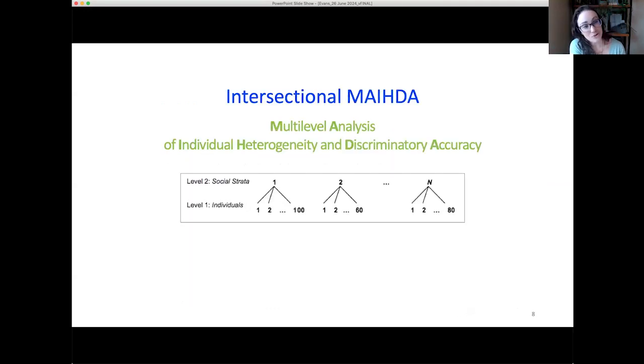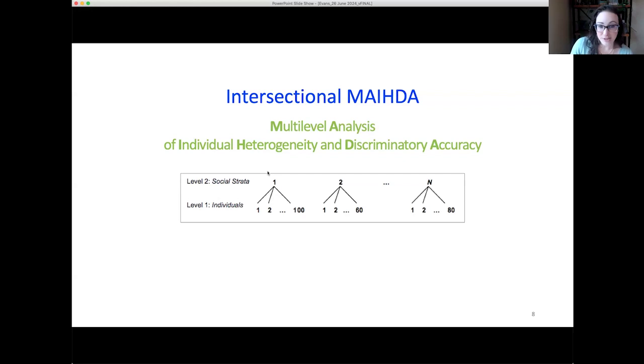So enter intersectional MAIHDA, which for those who are struggling with that mouthful of an acronym, stands for Multilevel Analysis of Individual Heterogeneity and Discriminatory Accuracy. No, I did not come up with that acronym. I originally just called it the multi-level intersectional method, but that was perfectly fine in my dissertation. But it has taken on this title over time, and I see the value of that.